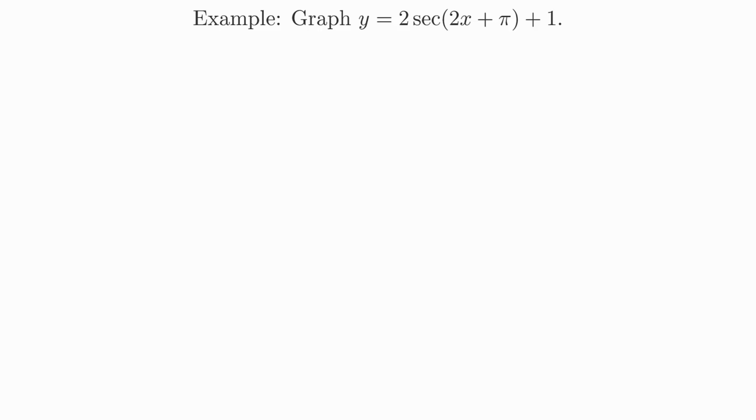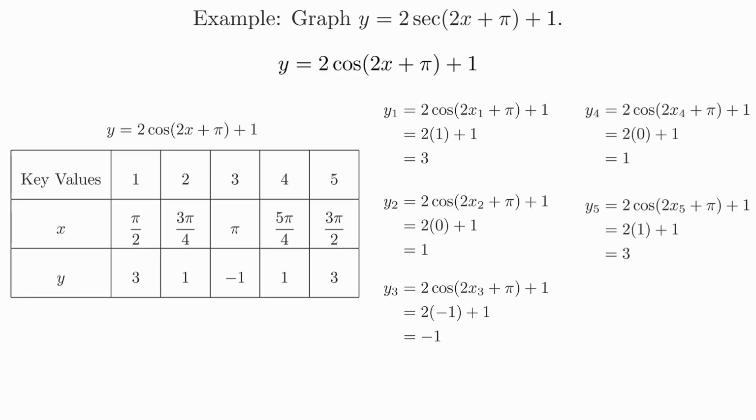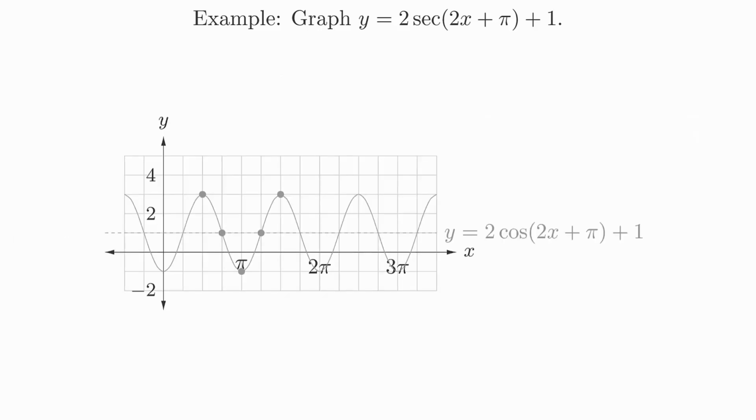Example: graph y equals 2 secant of 2x plus pi, plus 1. To graph this function, we start by graphing the corresponding cosine function, y equals 2 cosine of 2x plus pi, plus 1. If you need to review these steps, you are encouraged to watch the previous videos which go through these steps a little more slowly. Just as before, we determine the fundamental period and the x-coordinates of our key values. We can then substitute the y-coordinates into the formula to get the transformed y values. This gives us all the information we need to graph the cosine function.